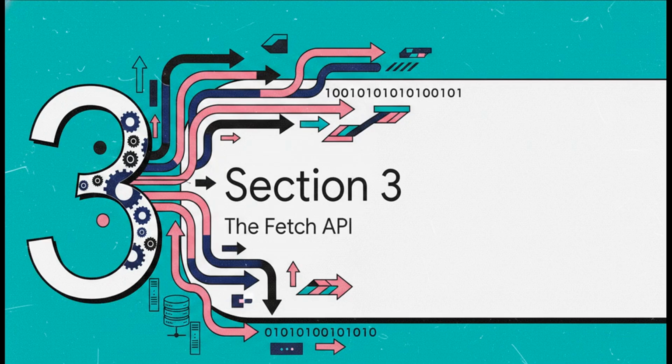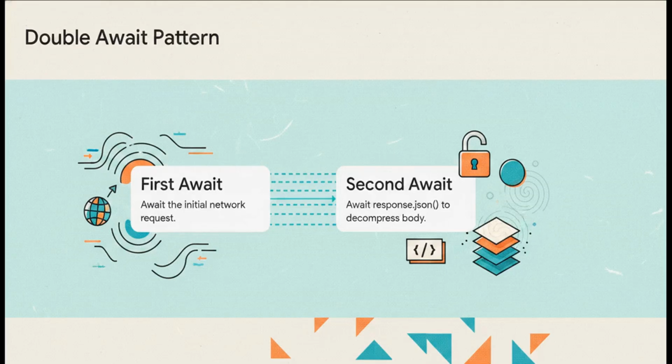Section 3. The Fetch API. Fetch is JavaScript's native tool for making HTTP requests, and to use it right, you need to rely heavily on what we call the double await pattern. Step 1. You await the initial network request to grab the headers and status.